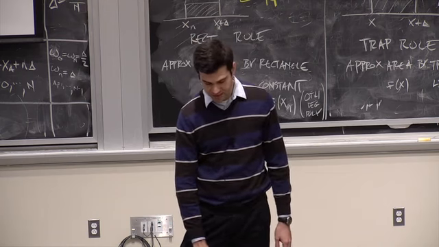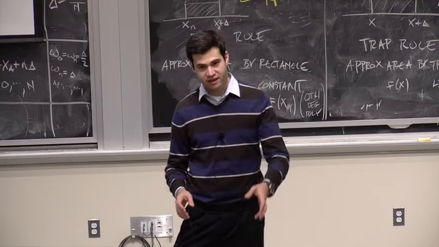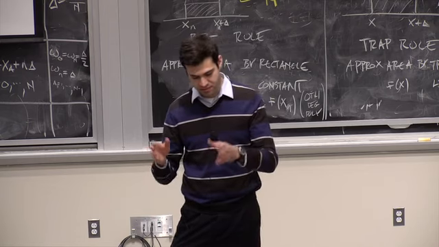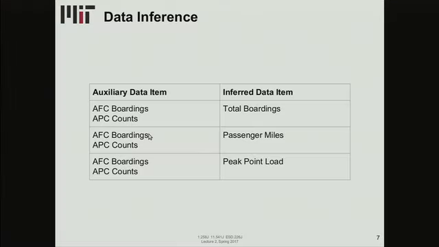For passenger miles, we need to know how many people are on the bus between each stop pair, right? So AFC gives you boardings and only boardings. APC gives you ons and offs. If every bus had APC, then you could calculate passenger miles directly. But often you have systems where only a portion of the fleet has APC. So maybe 15% of your fleet is equipped with APC.